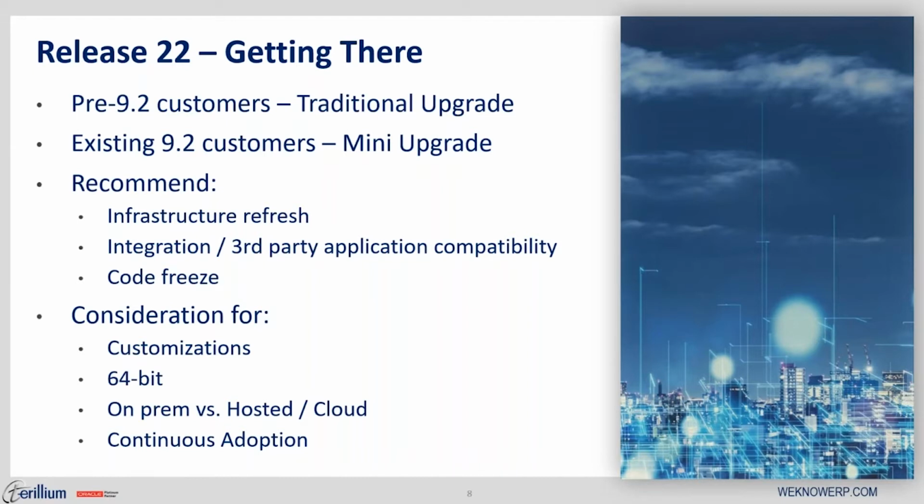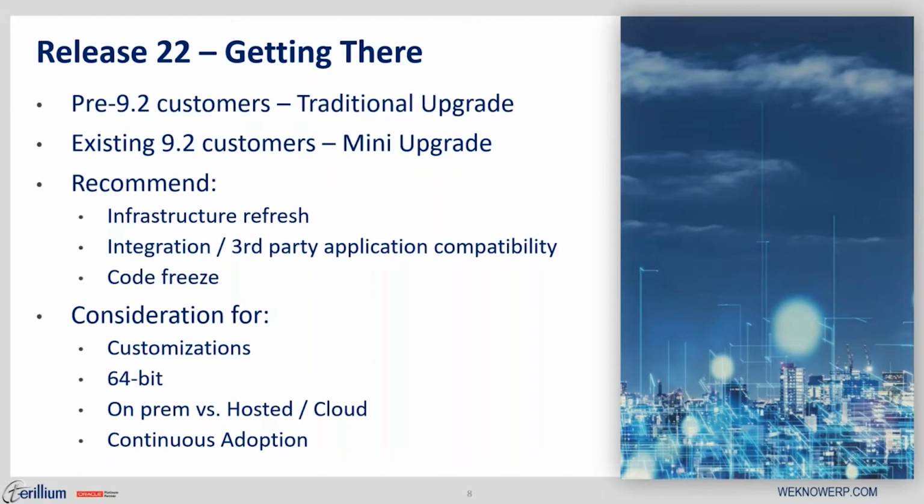In fact, for existing 9.2 customers, we've been referring to those as mini upgrades. Those are projects that can be done in 3 to 5 months. You have less of an impact to customizations, and your path to get to release 22 is going to be quicker.